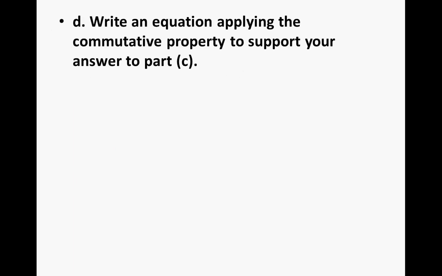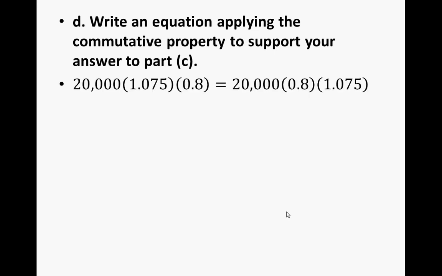All right, so for part D, write an equation applying your commutative property to support your answer in part C. And it doesn't matter. $20,000 times 1.075 times 0.8 is the same as 20,000 times 0.8 times 1.075.